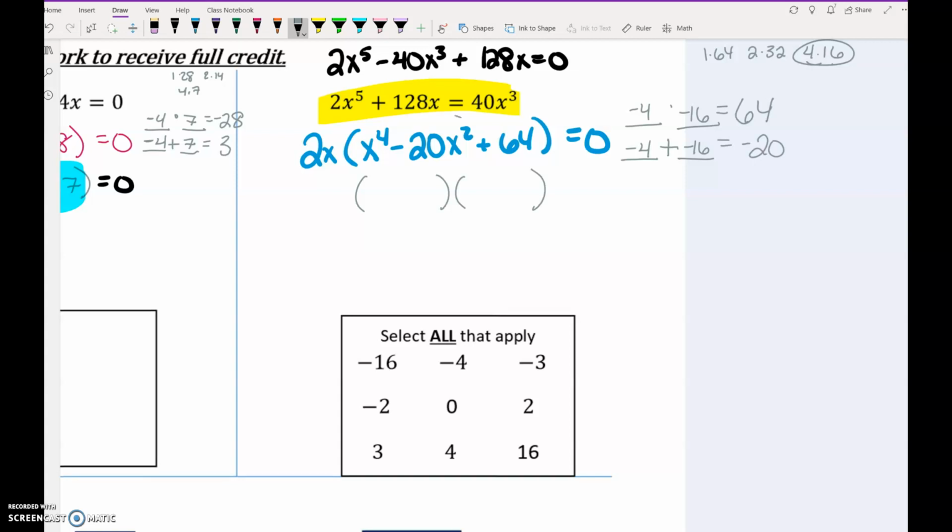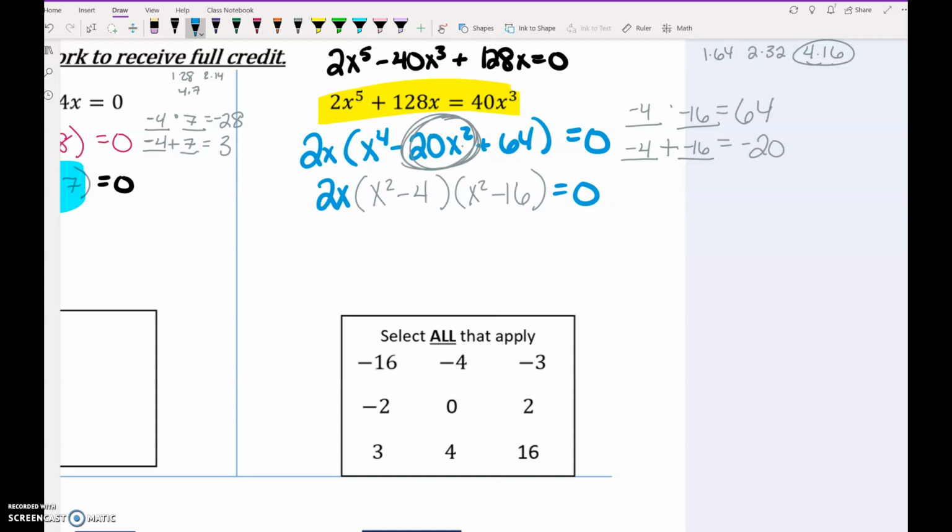Okay, this is what I was talking about. The middle term is x squared, so this is x squared minus 4 and x squared minus 16. The x's in your parentheses are going to match whatever that middle term was. And we still have the 2x in front. And then kind of like we did on the first one, you could solve it from this point.